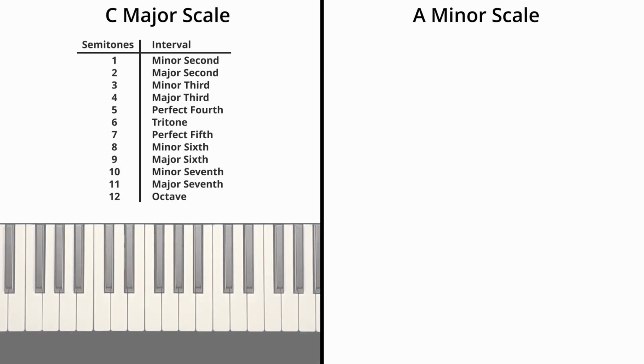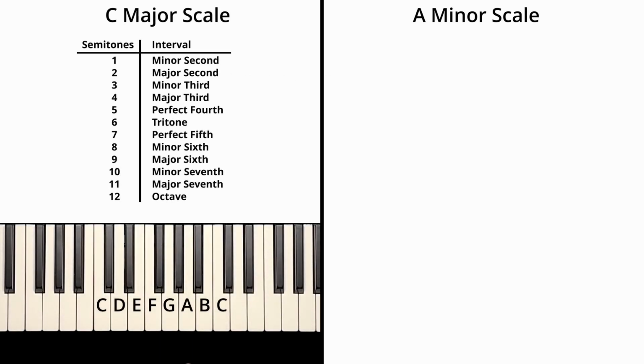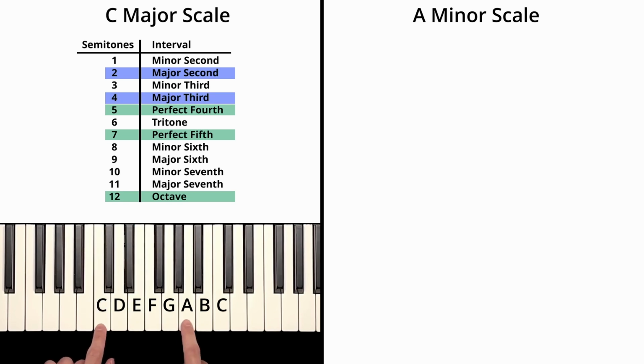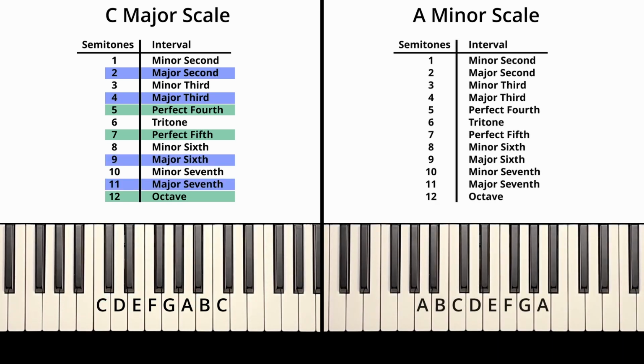The major scale contains 3 perfect intervals, 4th, 5th, and the octave, as well as 4 major intervals, the 2nd, 3rd, 6th, and 7th. Now let's compare that to our minor scale. The perfect intervals remain the same. We have a perfect 4th from A to D, a perfect 5th from A to E, and of course an octave from A to A.